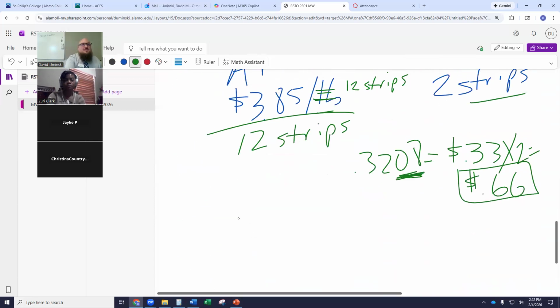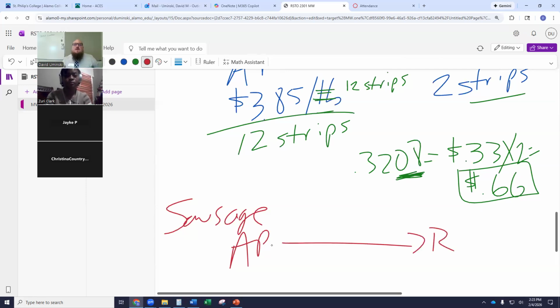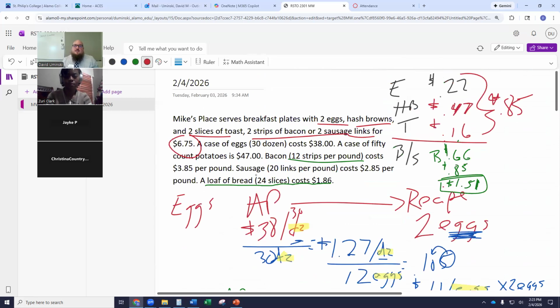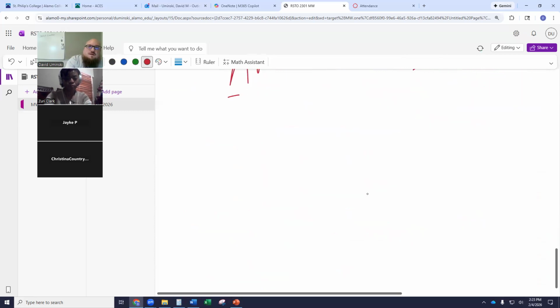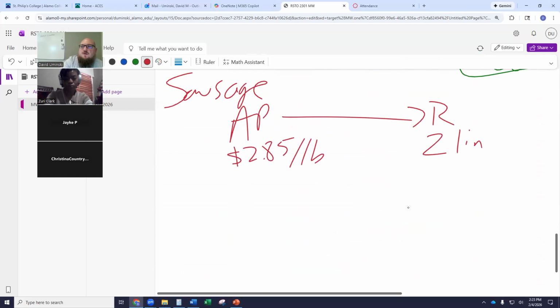Now let's talk about sausage. This is the last piece of the puzzle. Okay, so we start with AP to recipe. Sausage is 20 links of $2.85 per pound. And we're going for 2 links. Okay. And then we know based on the conversions that 1 pound is equal to 20 links. So we divide this by 20.